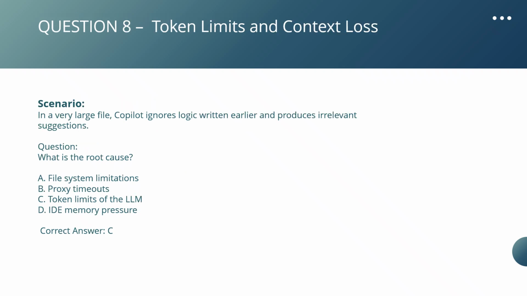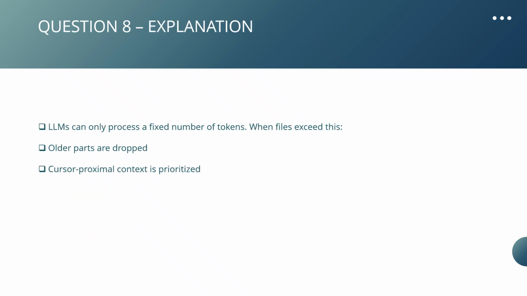Question 8. Token limits and context loss. Scenario. In a very large file, Copilot ignores logic written earlier and produces irrelevant suggestions. Question. What is the root cause? A. File system limitations. B. Proxy timeouts. C. Token limits of the LLM. D. IDE memory pressure. Correct answer, C. Explanation. LLMs can only process a fixed number of tokens. When files exceed this, older parts are dropped. Cursor-proximal context is prioritized.